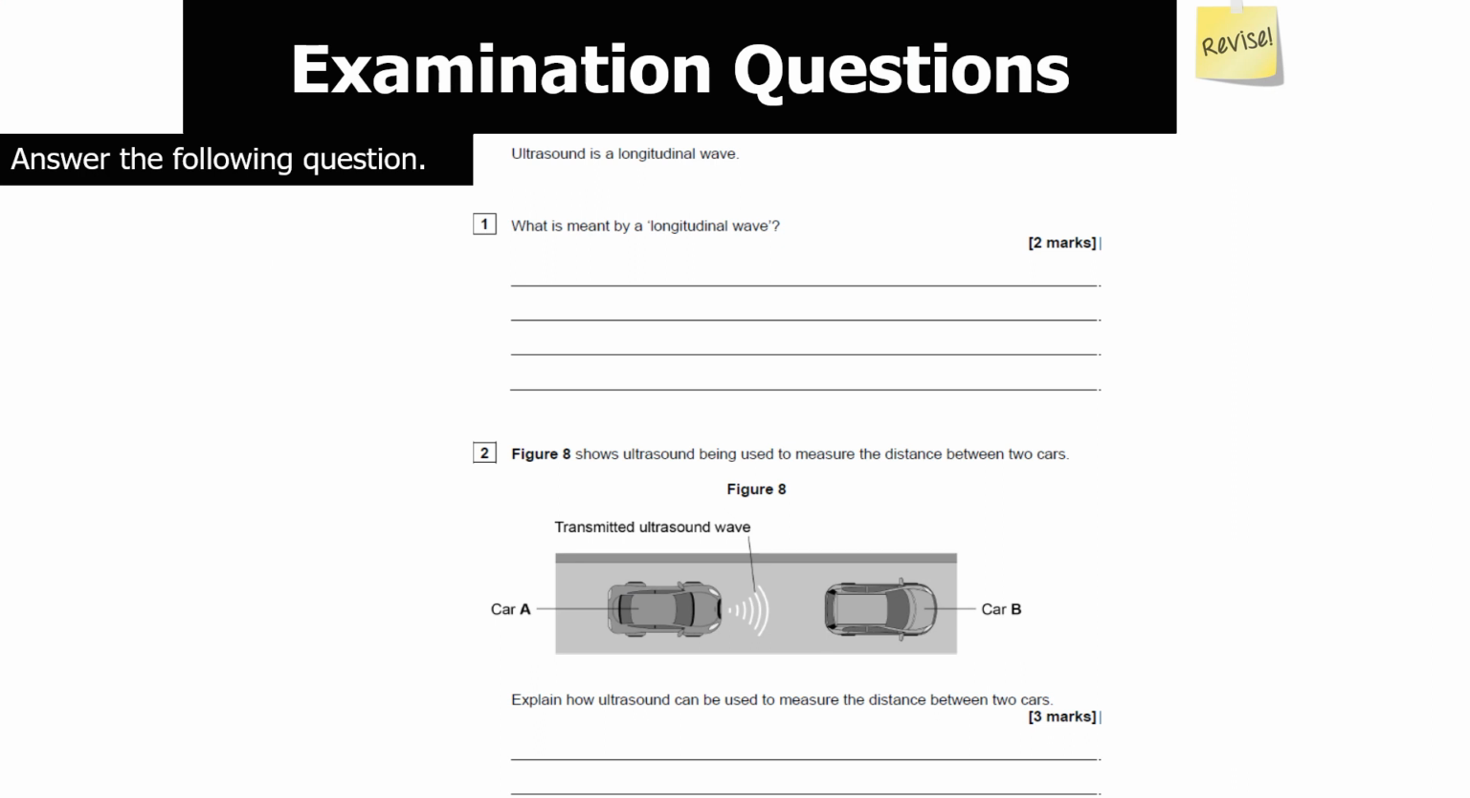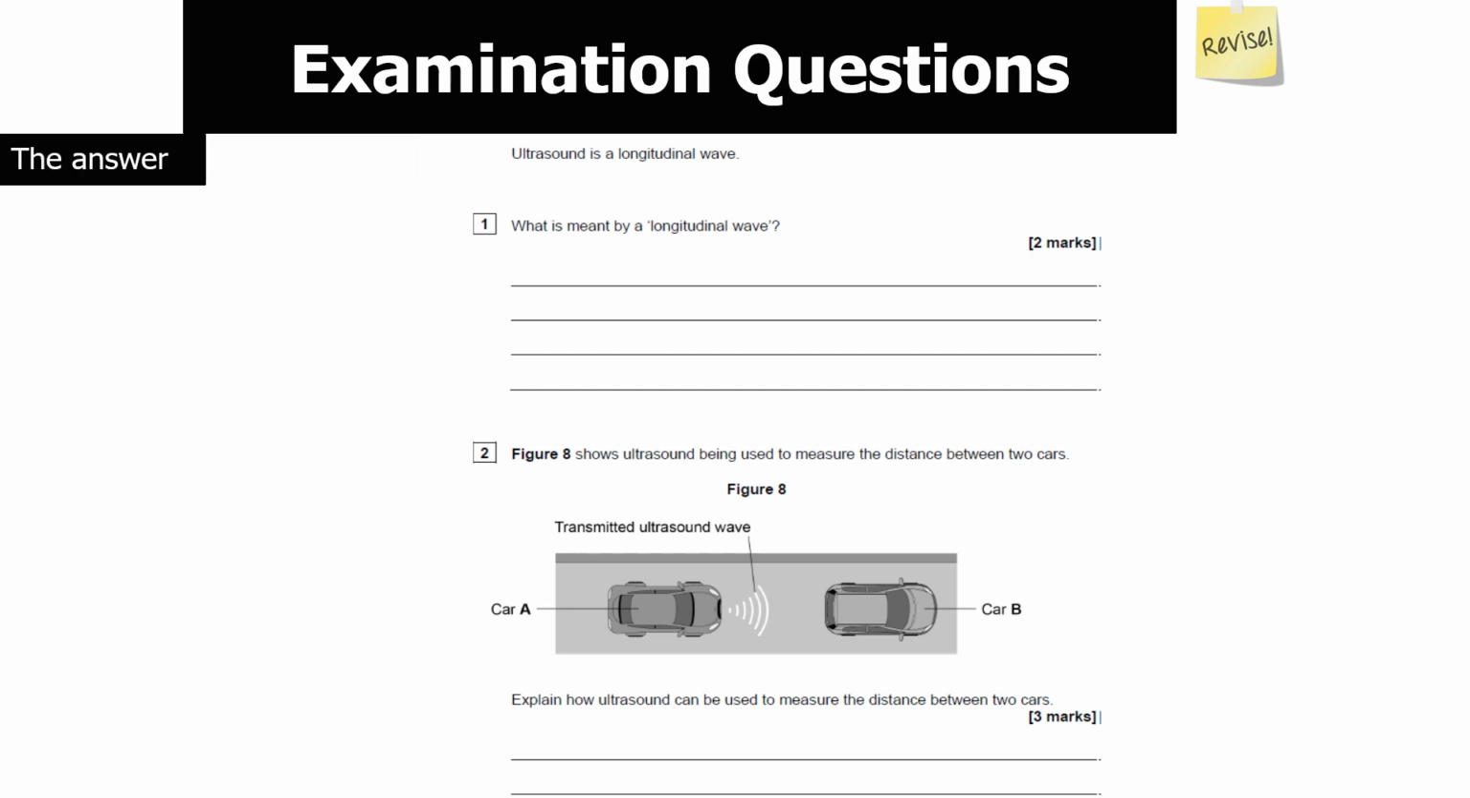So the first question says ultrasound is a longitudinal wave. So firstly, what is meant by a longitudinal wave? And then it says figure 8 shows the ultrasound being used to measure the distance between two cars. Explain how ultrasound can be used to measure the distance between two cars. So pause the video now, then unpause the video when you want to go through your answer.